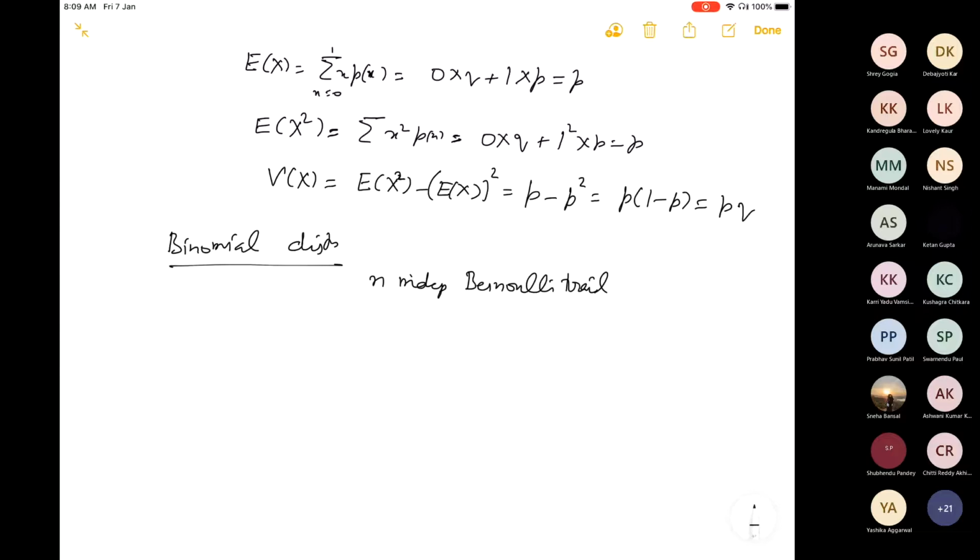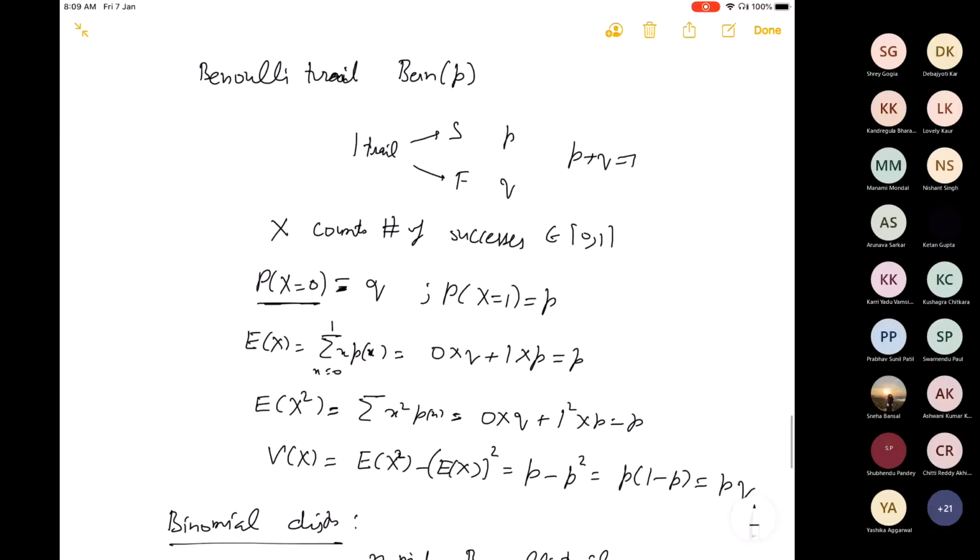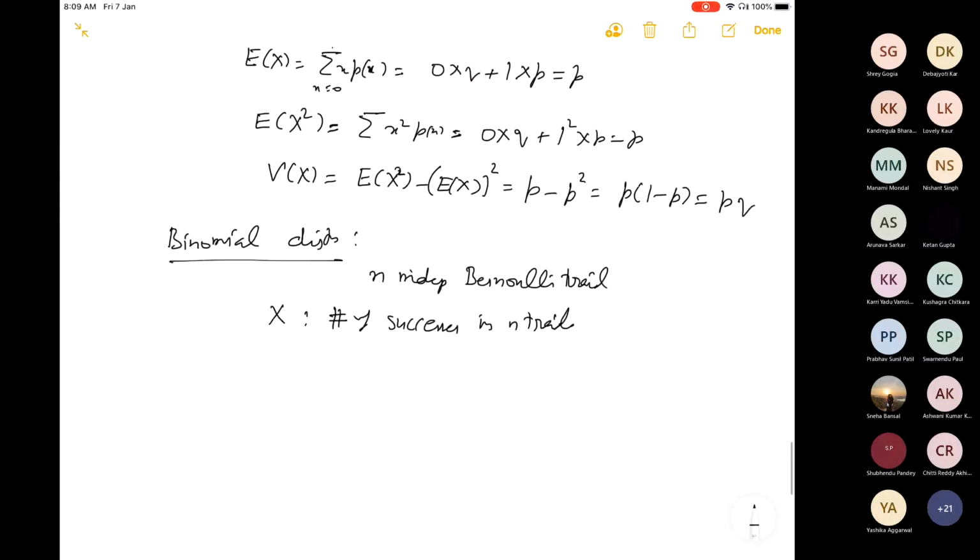Okay. So X counts the number of heads, the number of successes in n trials. So here X counts the number of successes, which can be 0, 1, 2, and the maximum value it can take is n.